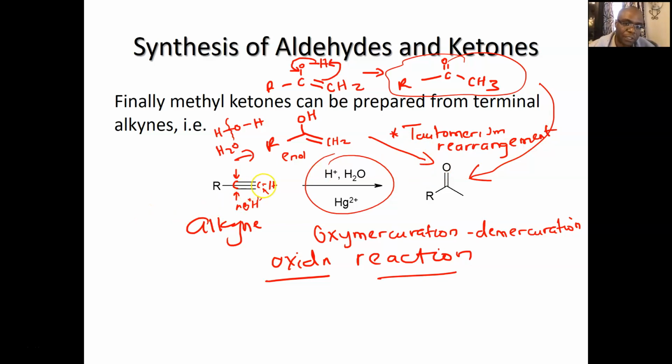Okay, so that's how you can convert alkynes to ketones by oxymercuration. We're using mercury, so it's oxymercuration. It's oxidation because you added an oxygen.